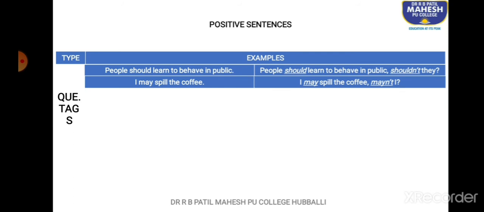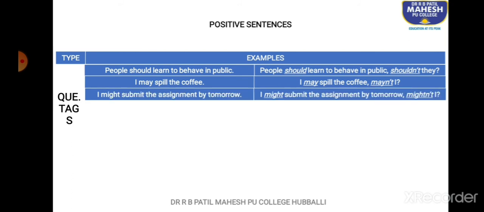Please make note, students, mayn't is one such tag or a word or an auxiliary which is not in usage in modern English. This word is considered to be an archaic term. Archaic, very old term, it lasted till the 18th century. After that, one couldn't find the usage of mayn't as often as the other words are used.